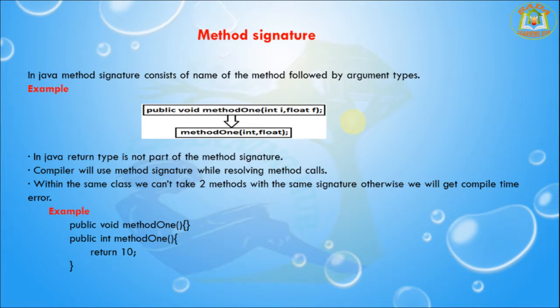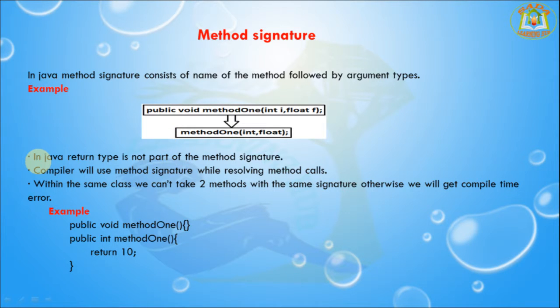Method signature. In Java, a method signature consists of the name of the method followed by the argument types. See the syntax here. I'm creating one method. The method name is method1, and with the argument types I am taking two arguments here. One is i, which is an integer, and f is a float. I am returning nothing, void. I am putting the access modifier as public.